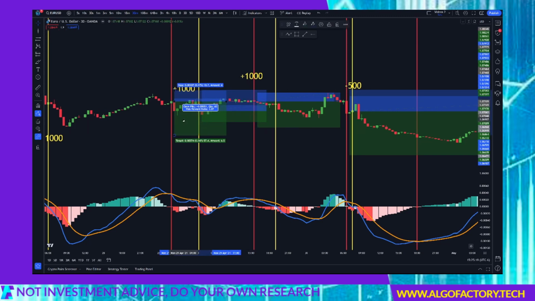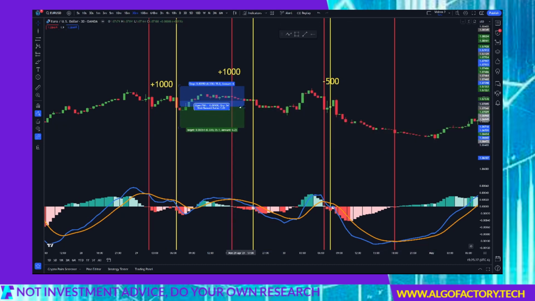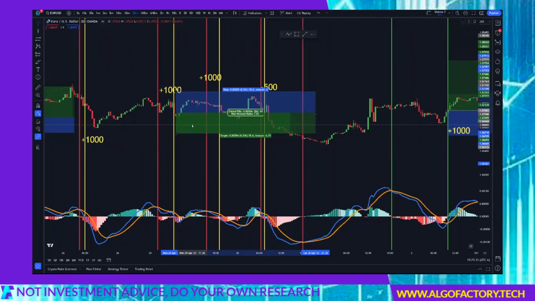And I'll delete that so we don't see it. Make it a little easier to see. I'm going to make this a 1-to-1 risk to reward ratio. And going out far enough, you'll notice that this does take profit, and it even goes beyond 1-to-1. So that's just another way to augment the trade.